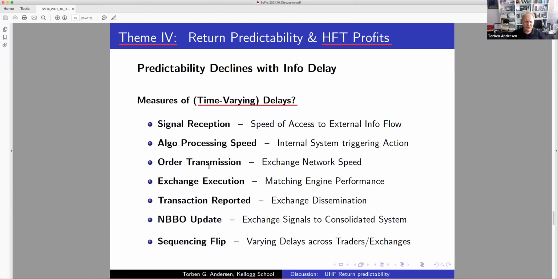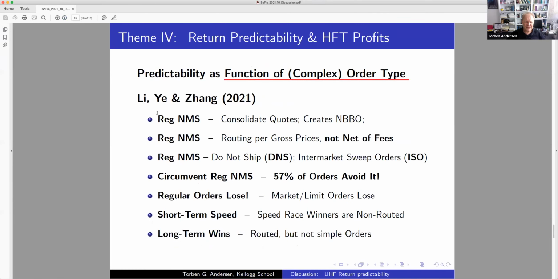It declines with the information delay due to a lot of effects. Let me not, given the time delay, think too much about that. But let me point out that this relationship between return predictability and profits is quite a bit more complicated than you might think at first reflection. And this is a paper by people from Urbana-Champaign, Li, Ye, and Zhang.